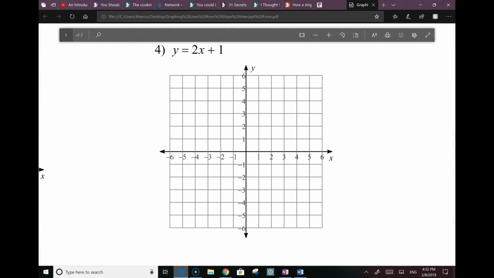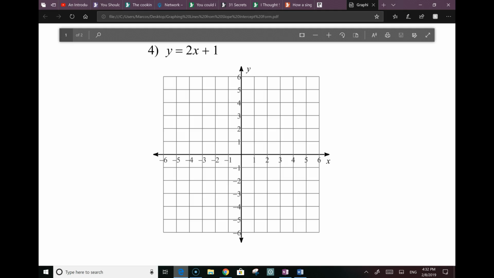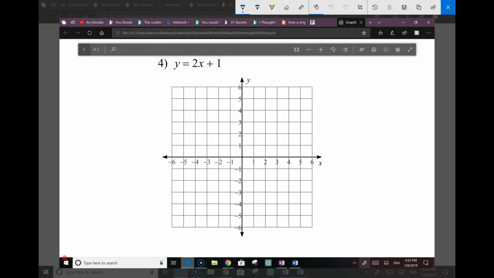Number 4. So in this one, once again, I'm going to set up my slope. So slope, and that's going to be my coefficient of x right there, and I'm going to write it as a fraction. And doing so means that I would go up and to the right, or alternately, if I do the opposite, down and to the left.